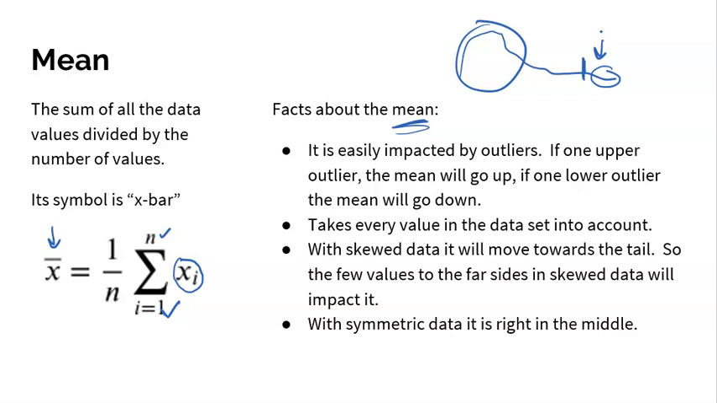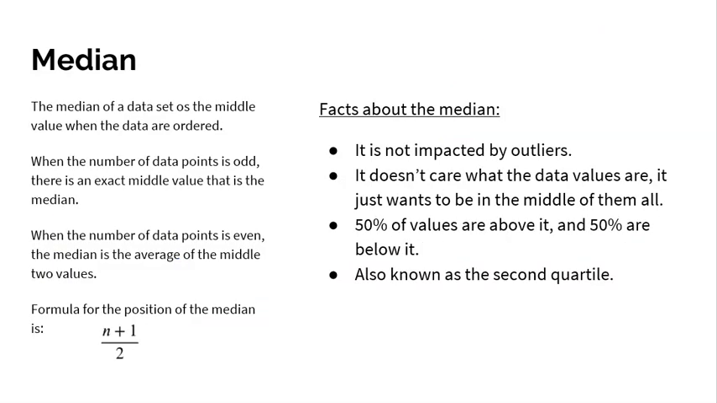Now with symmetric data, the mean is going to stay pretty much right smack dab in the middle, because the data on the left side and the data on the right side will balance out and the mean will be right in the middle. All right, the median.